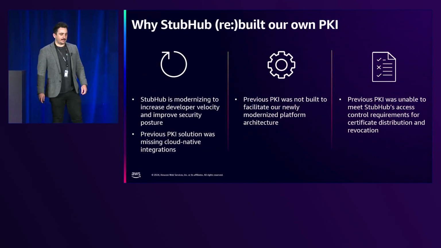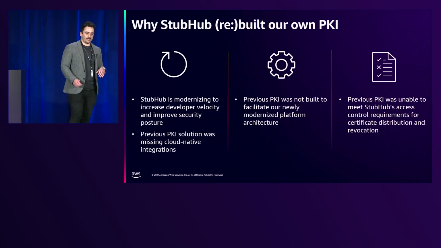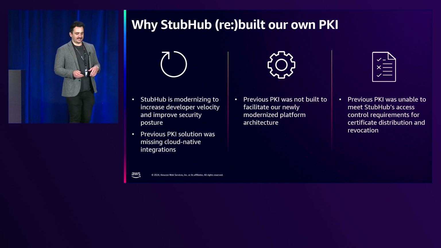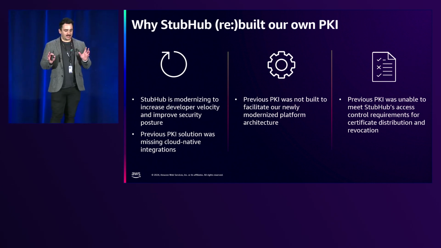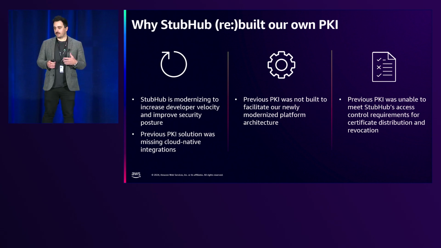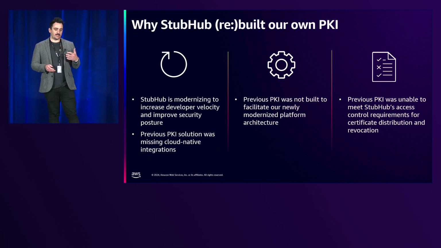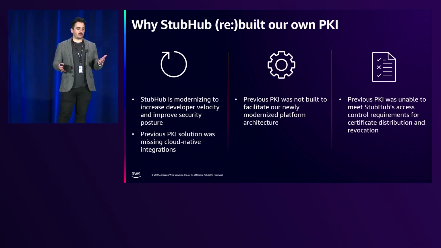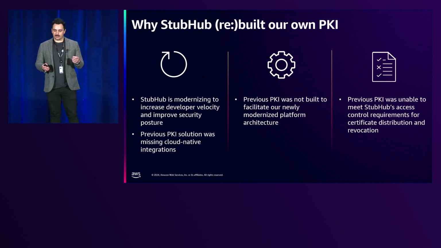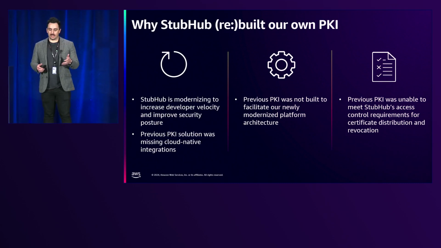So why did StubHub rebuild our own PKI? There's a couple different reasons. StubHub chose to modernize its platform as a whole, for a couple different reasons, one of which is to increase developer productivity. The other is to further mature its overall security posture. And in addition to that, we also were planning to move fully into AWS.